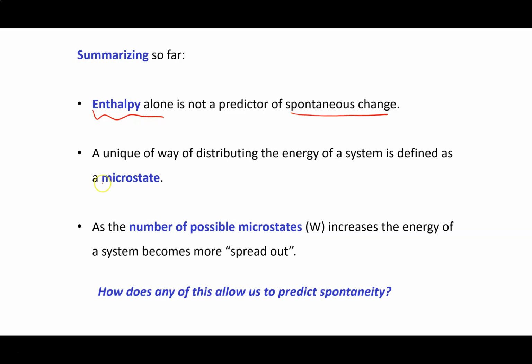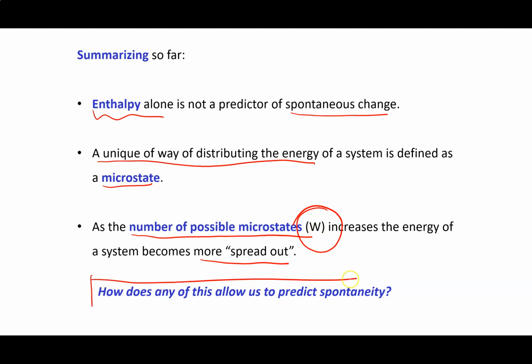We introduced the idea of a microstate, and a microstate is a unique way of distributing the energy of a system. What we've noticed is that as the number of possible microstates increases, in our previous example this was due to the increased volume that the gas could move in, then the energy of a system becomes what we call more spread out amongst those microstates. So I just want to point out a little bit of labeling that we're going to use, a little bit of symbolism. We're going to indicate the number of possible microstates the system has using the letter W.